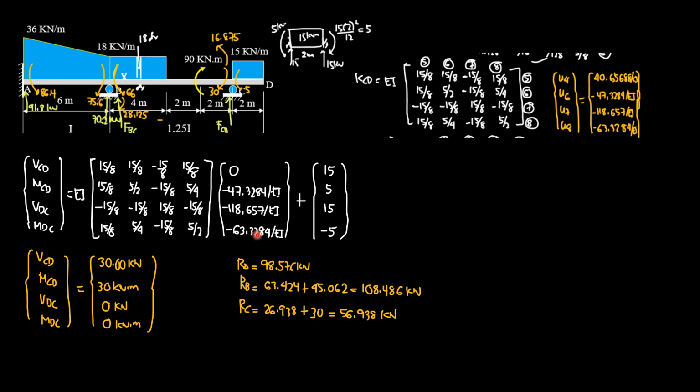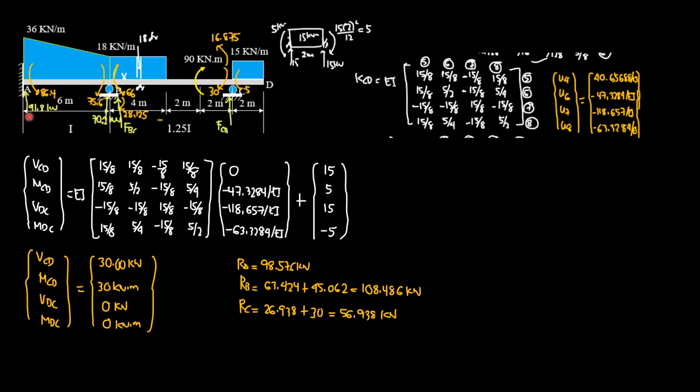Moment CD, 5 halves times negative 47.3284 plus negative 15 over 8 times negative 118.657 plus 5 over 4 times negative 63.3284 plus 5, you will get 30. Shear DC, negative 15 over 8 times negative 47.3284 plus 15 over 8 times negative 118.657 plus negative 15 over 8 times negative 63.3284 plus 15, you will get 0. Of course, shear DC is 0. Then moment DC is also expected 0. 5 over 4 times negative 47.3284 plus negative 15 over 8 times negative 118.657 plus 5 halves times negative 63.3284 plus negative 5, so you'll get 0.